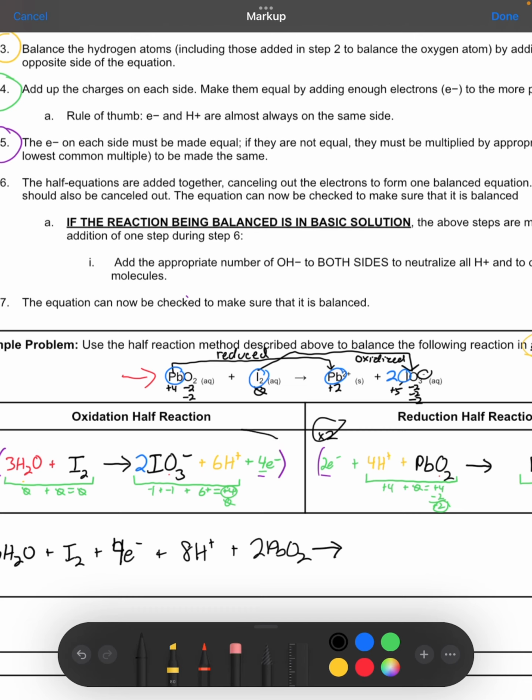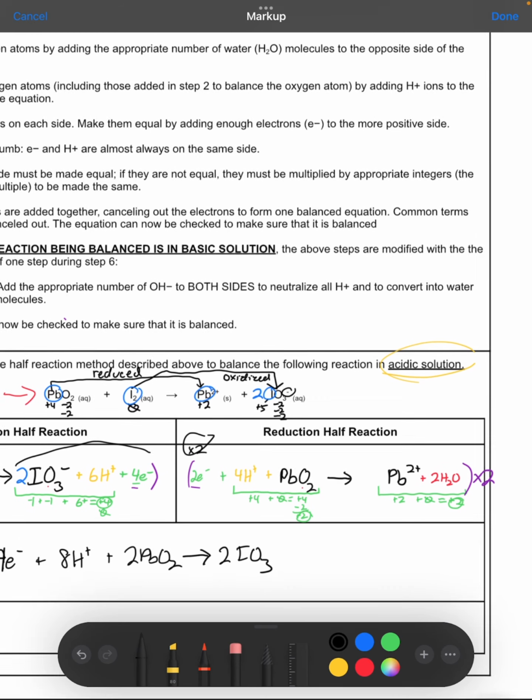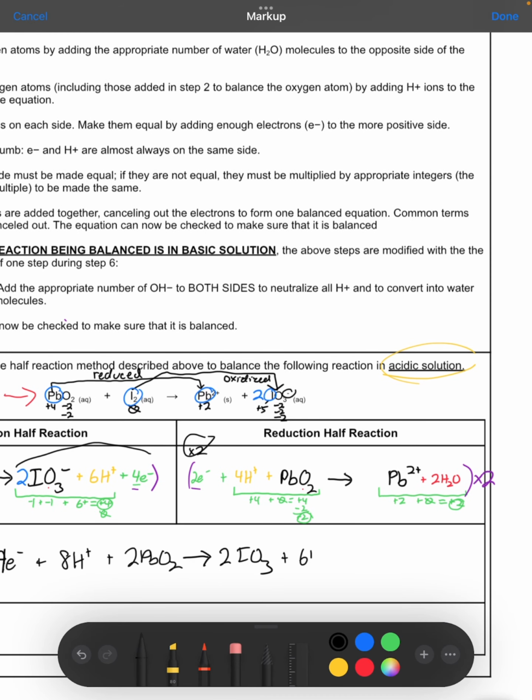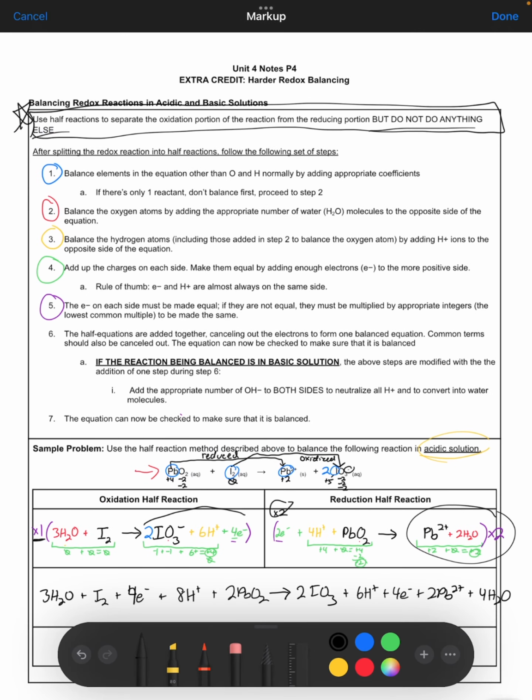Then I can do my product side. Going back to my oxidation half reaction, I have my 2 IO3s. I have my 6 H pluses. I have my 4 electrons. And now going over here, I have my 2 Pb2 pluses and my now 4 H2Os. So that got long. All right.